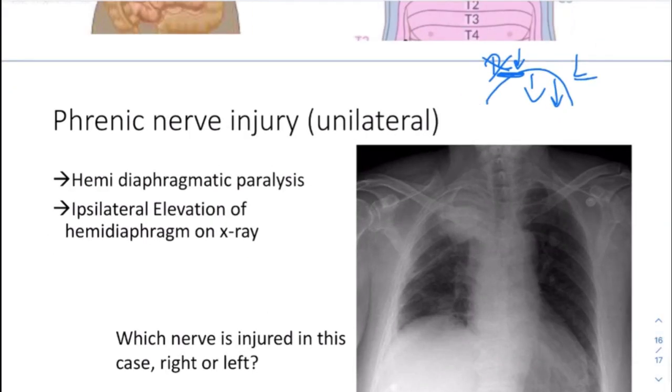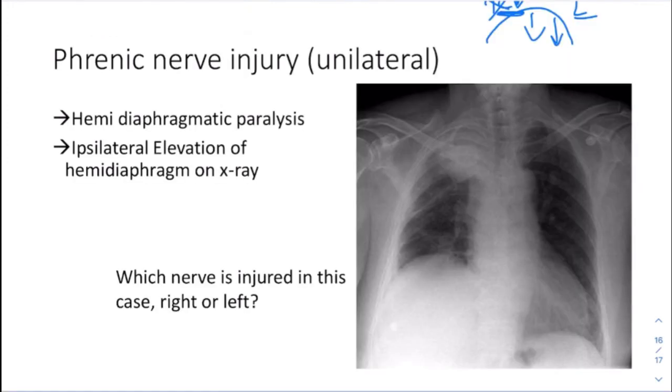Okay, so let's say there's phrenic nerve injury, and specifically unilateral injury, so one side is injured only. You're going to get hemidiaphragmatic paralysis, so only one side is going to be paralyzed, and this will cause ipsilateral, so same side as the nerve injury, ipsilateral elevation of that hemidiaphragm on X-ray.